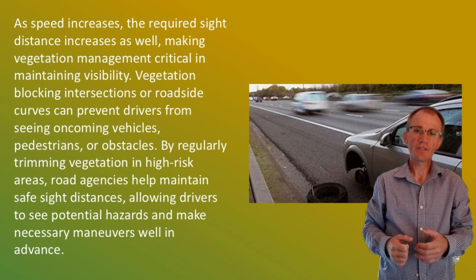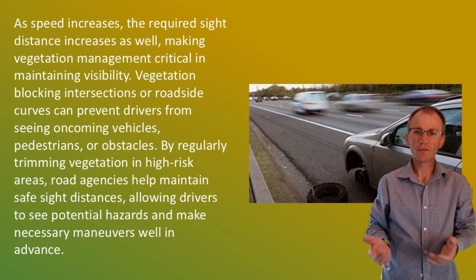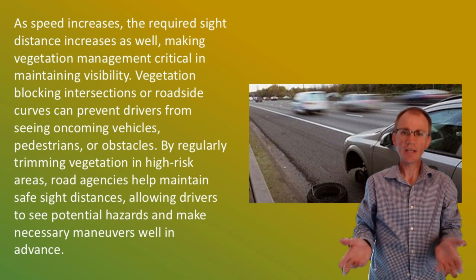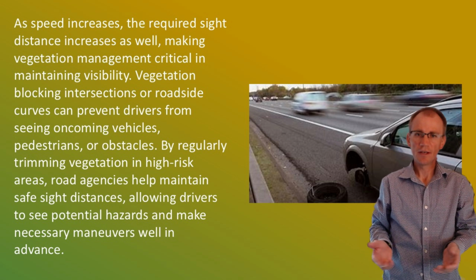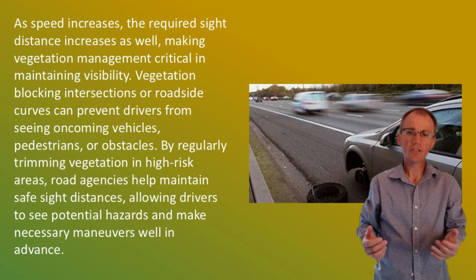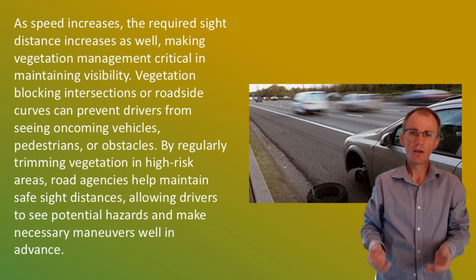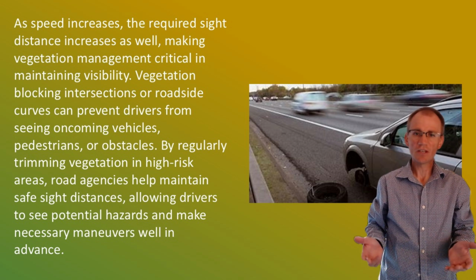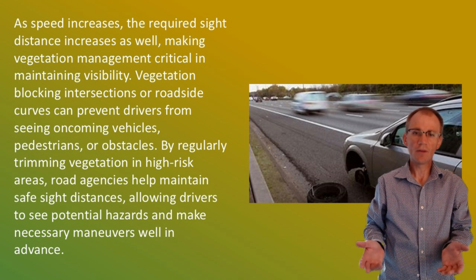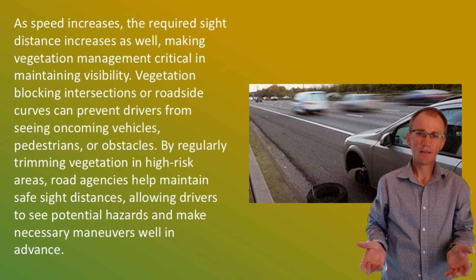Vegetation blocking intersections or roadside curves can prevent drivers from seeing oncoming vehicles, pedestrians, or obstacles. By regularly trimming vegetation in high-risk areas, road agencies help maintain safe sight distances, allowing drivers to see potential hazards and make necessary maneuvers well in advance.